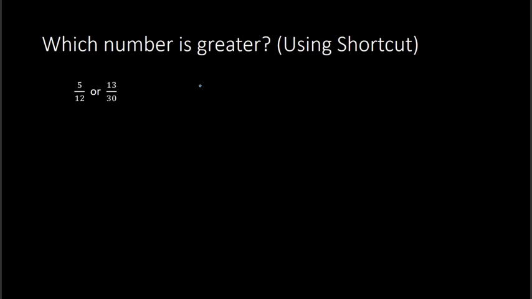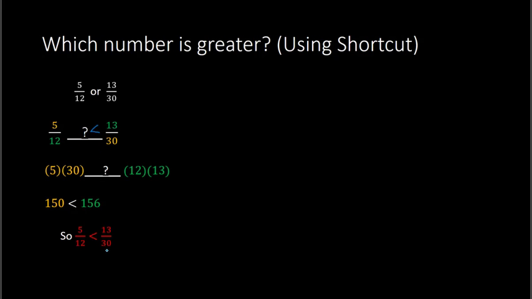Here's another example. Which is bigger, 5/12 or 13/30? So I multiply the 5 times 30, put that on the left side, and then 12 times 13, put that on the right side. Whatever inequality I put in between to make this statement true will be the same inequality I put to make the fractions true. So 5 times 30 is 150, 12 times 13 is 156, 150 is smaller than 156, so therefore that same inequality sign is going to be what goes in between the fractions. So 5/12 is smaller than 13 over 30.